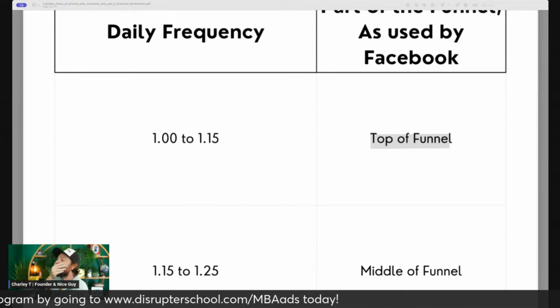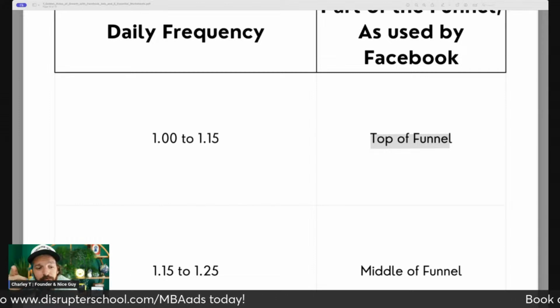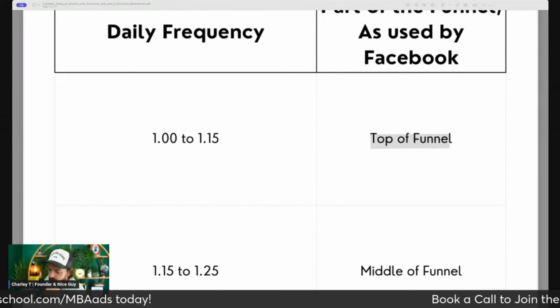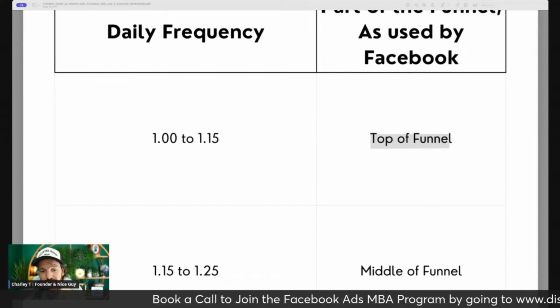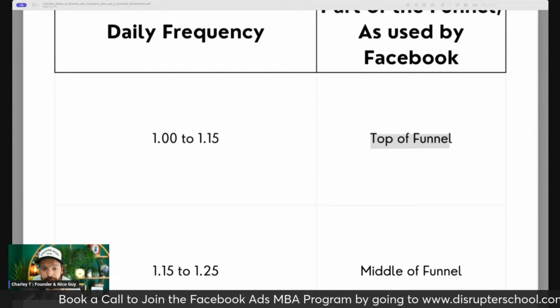All right, let's keep going. So, top of funnel ads. I'm talking about CPMs. They don't matter, but comparative analysis between these data points does matter.